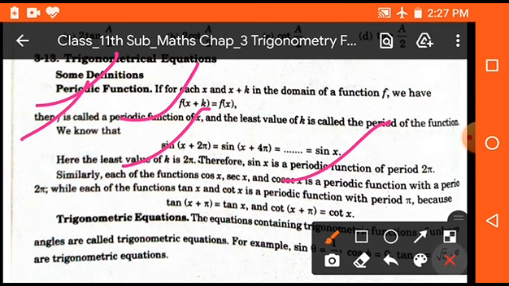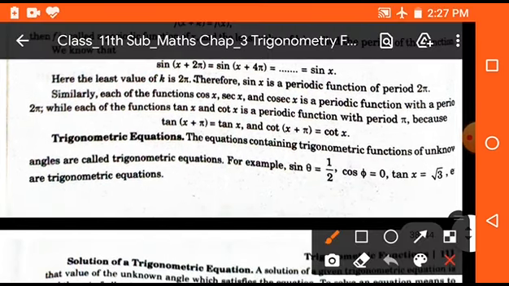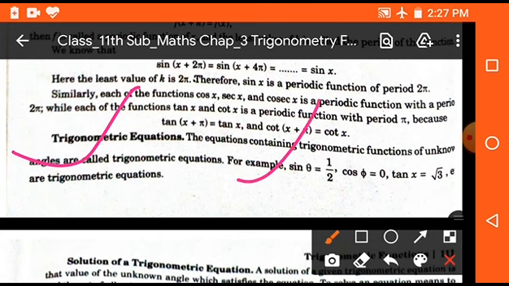Clear? Now, student, the next term is trigonometric equations. The equations containing trigonometrical functions of unknown angles are called trigonometrical equations. In the same way, when we use trigonometrical ratios as a function, we say these are trigonometrical functions, and when the trigonometrical ratios are used in the form of equations, we say they are trigonometrical equations. Clear? For example, sine theta is equal to 1 upon 2, cos phi is equal to 0, tan x is equal to under root 3. These are examples of trigonometrical equations. Clear?